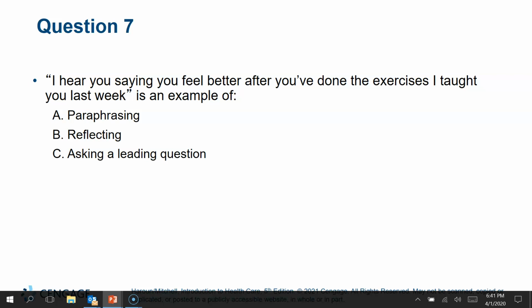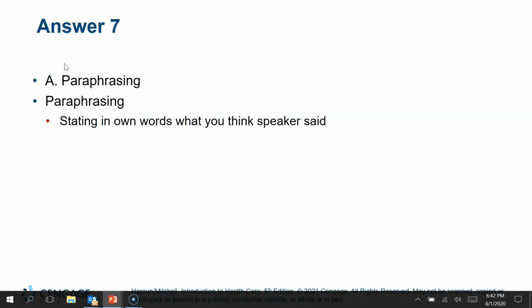Take a minute to think about that. And it is paraphrasing, because what we did was we listened to what the patient was saying, and we put those thoughts in our own words and responded back to the patient with that.